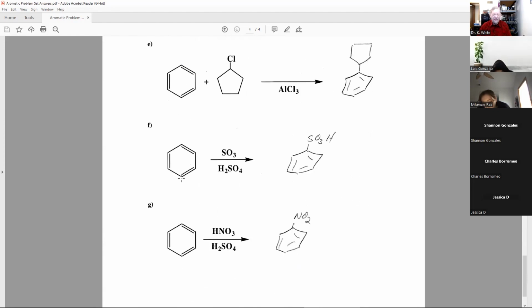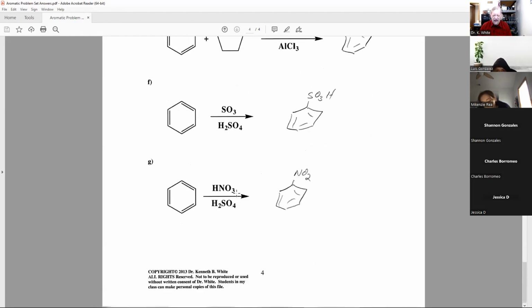We look at F, sulfur trioxide, sulfuric acid. You put on a sulfonic acid group. Remember, don't forget the H. A common mistake students make is they just put SO3. There's no such group. I mark it wrong. Next, HNO3, nitric acid, H2SO4, sulfuric acid. This is nitration. Remember, NO2 is a nitro group, not NO3. That's a common mistake on test number 1.